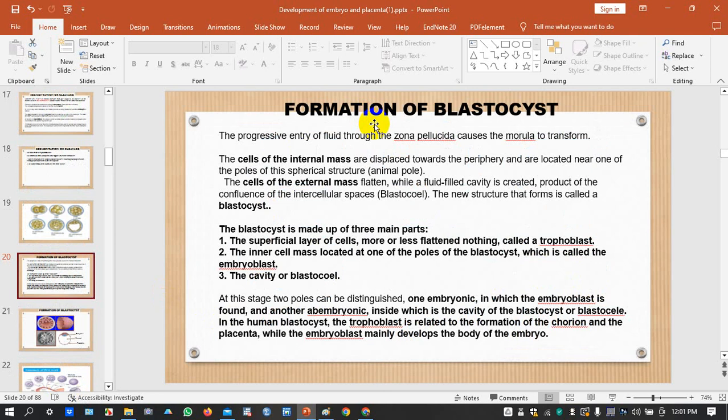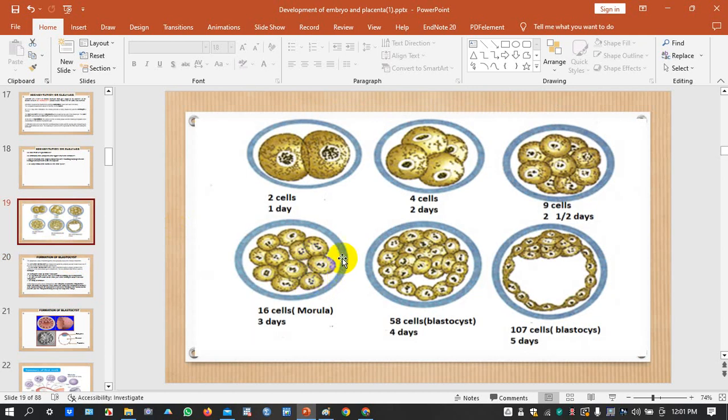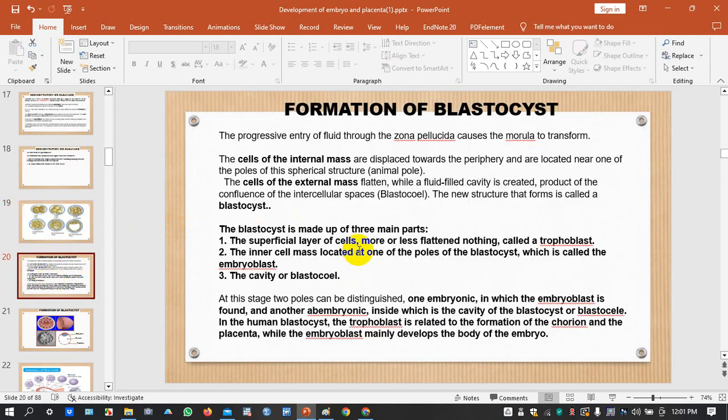Formation of the blastocyst. The progressive entry of fluid through the zona pellucida causes the morula to transform. So there will be a progressive inflow of fluid into the outer covering. This is what we call the zona pellucida. So there will be inflow of fluid inside it, and this causes the morula to transform.